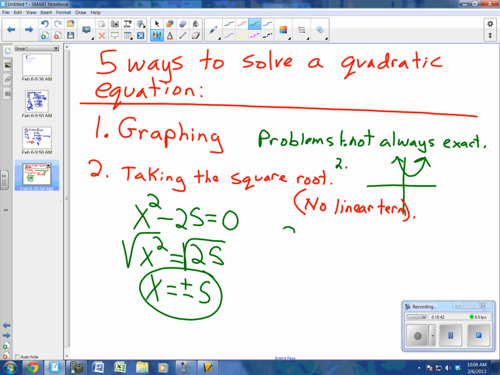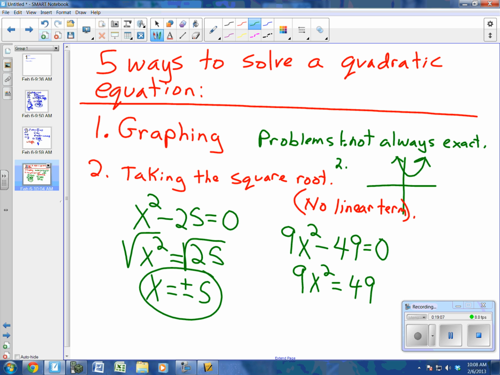Let's say I have something like 9x squared minus 49 equals 0. Let's look at that one. Okay? Lexi, what could I do to get x by itself right here? Okay, add 49 to both sides. So 9x squared equals 49. Get rid of the 49 on the left side.